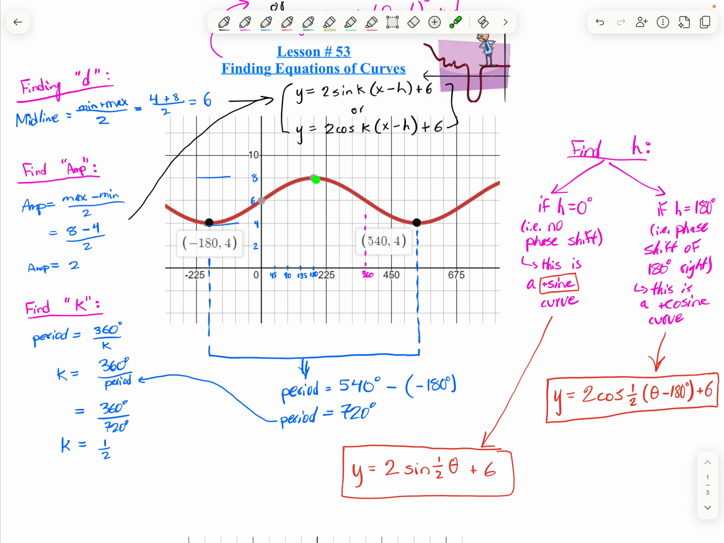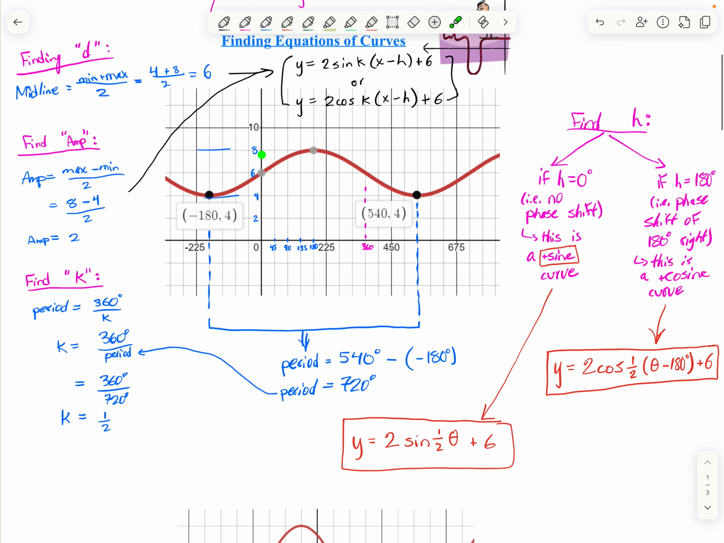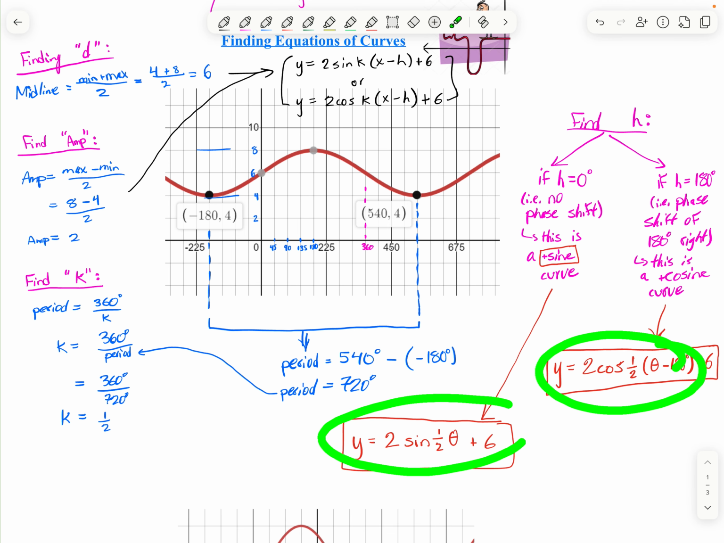So we would write this as y equals 2 cos of one half, and then theta minus 180 degrees, plus 6, as we've written here. It just means that we're taking a regular cosine and shifting it 180 degrees to the right. This is like the transformed function, right? So both equations here and here are correct.